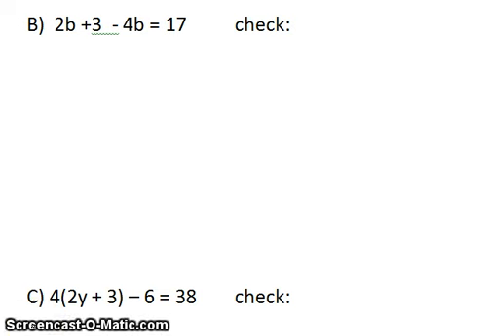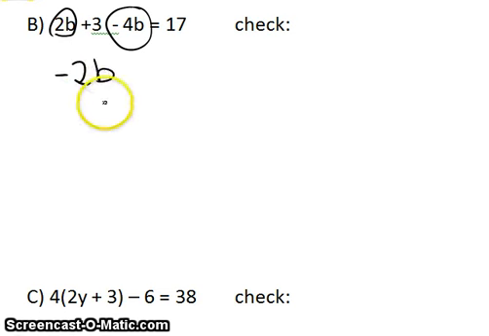Alright, going on to letter B. I'm trying to solve this equation. I'm trying to get b by itself on one side of the equal sign. So I need to first combine my terms that have b in them. So I've got 2b here and negative 4b here. When I combine those, that's going to be a negative 2b. I still have my plus 3, and that equals 17.